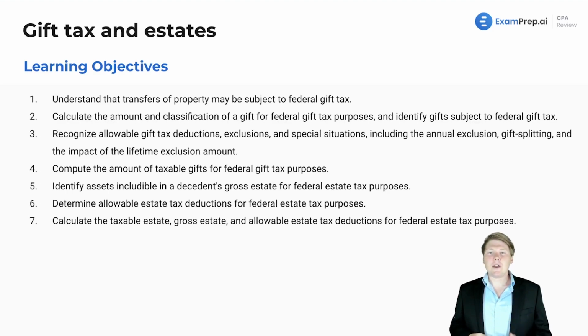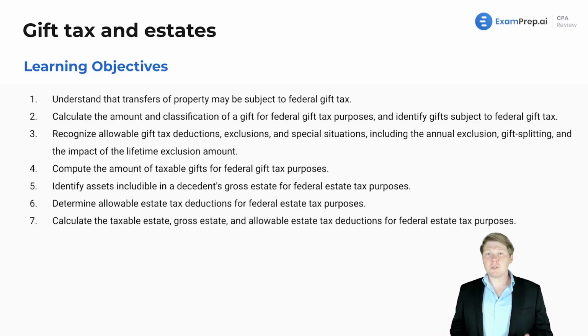We want to compute the amount of taxable gifts for federal gift tax purposes. What would a section be without any sort of calculations? We want to identify assets includable in the decedent's gross estate for federal estate tax purposes. Estates used to be much more heavily tested, just like trusts, but they're still there, so we want to make sure that we cover what you need to know.